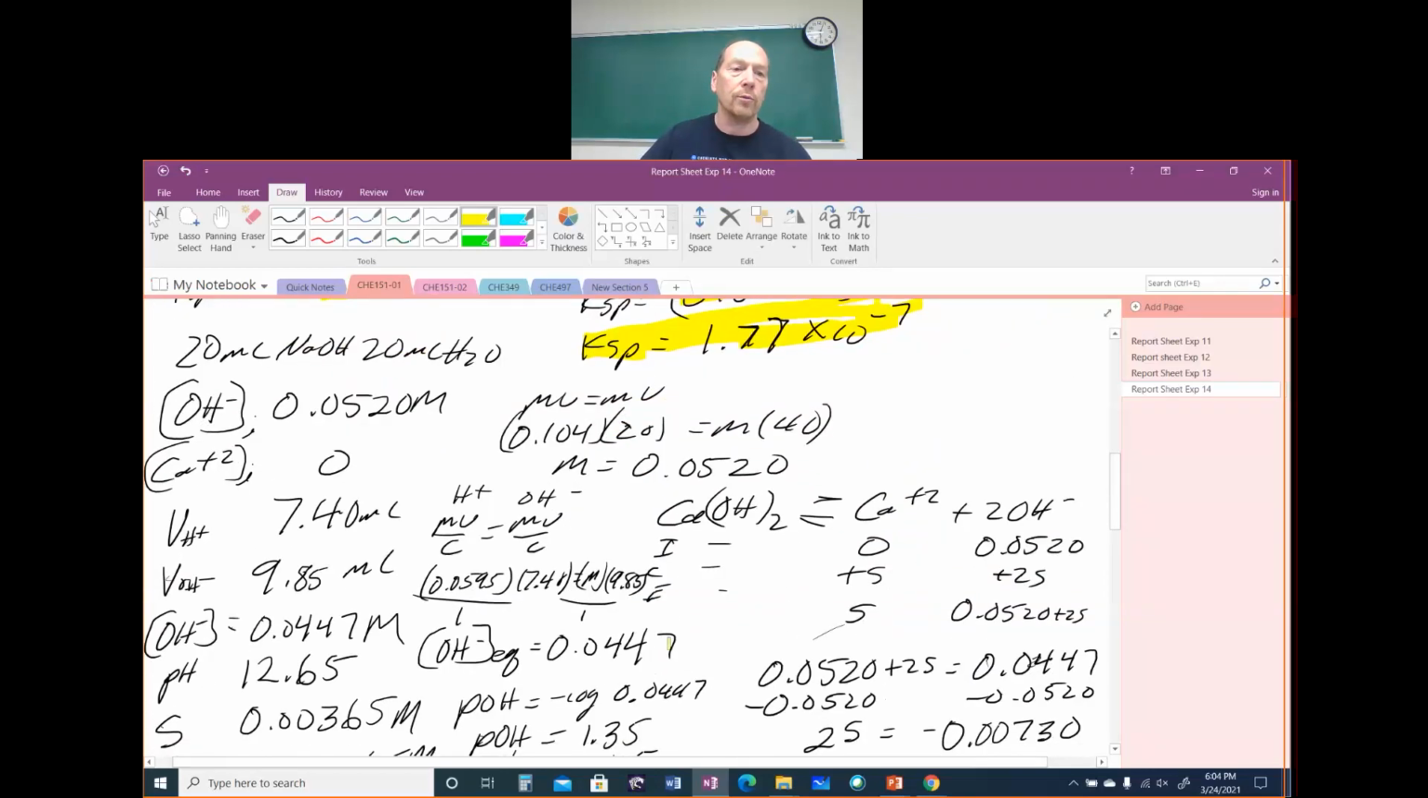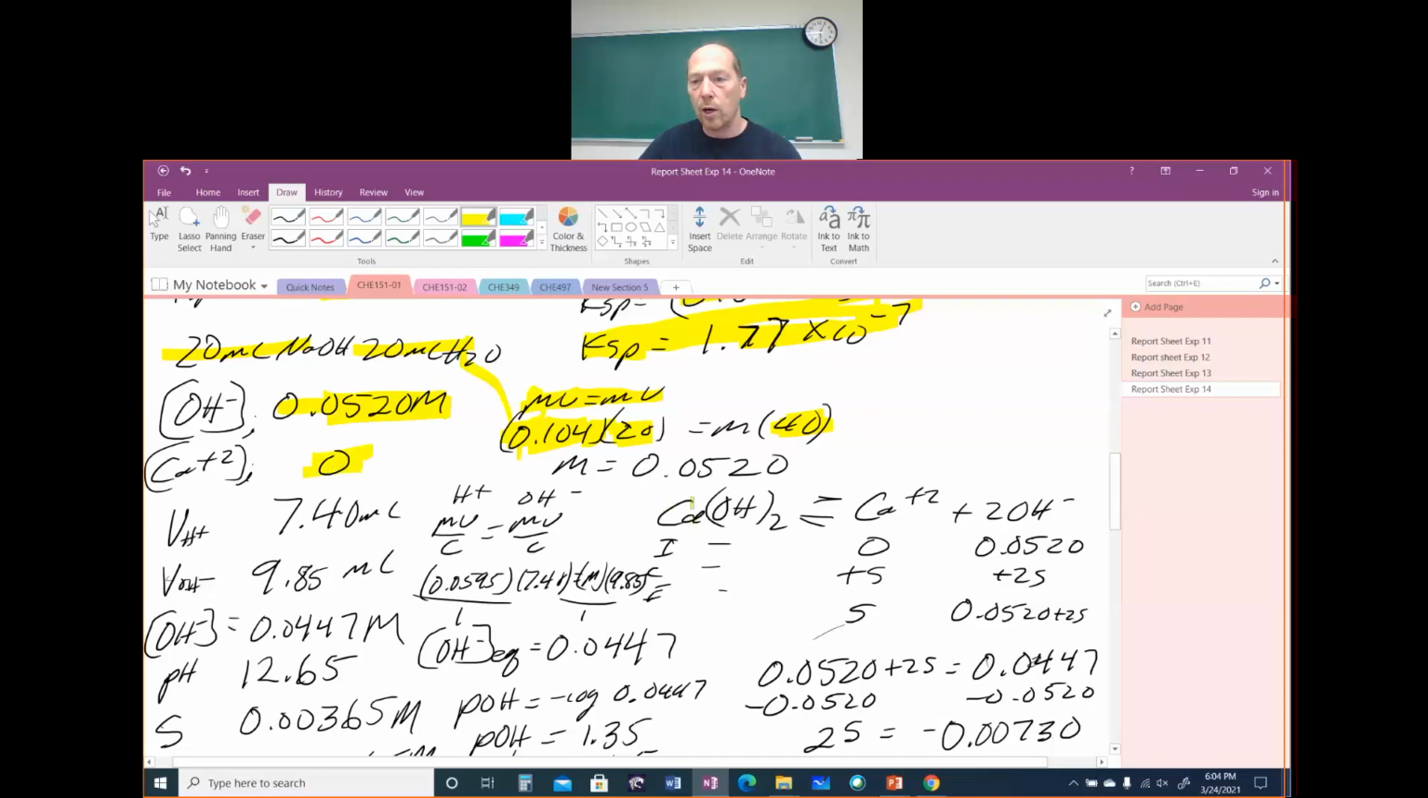When you do a mixture of 20 mils of your NaOH with 20 mils of water, we have diluted it. So in this case, I had a 0.104. That's the first number I wrote, concentration of OH minus, our NaOH. All right, we use 20 mils of that. We use 20 mils of water, and so our final volume is 40 milliliters. So when we calculate it, it is 1/2 of our initial concentration of the NaOH. And so we have a concentration of OH minus of 0.0520 molar. Again, we didn't add any calcium plus 2.